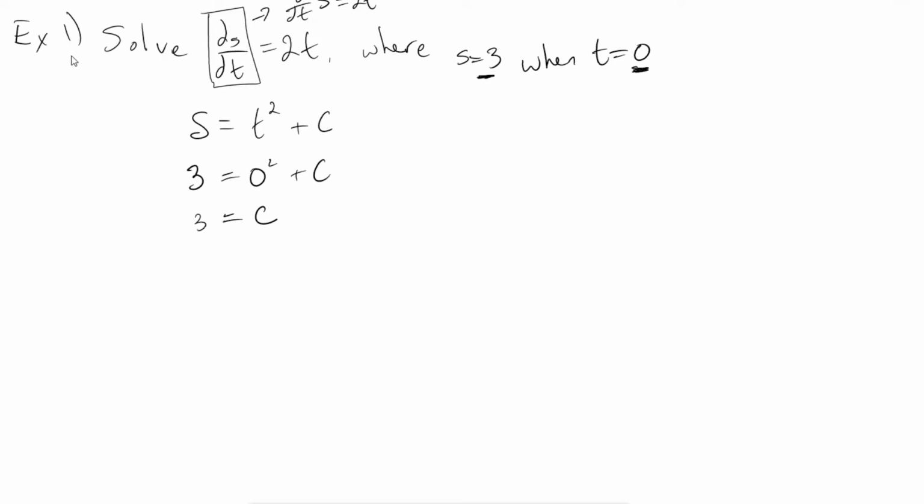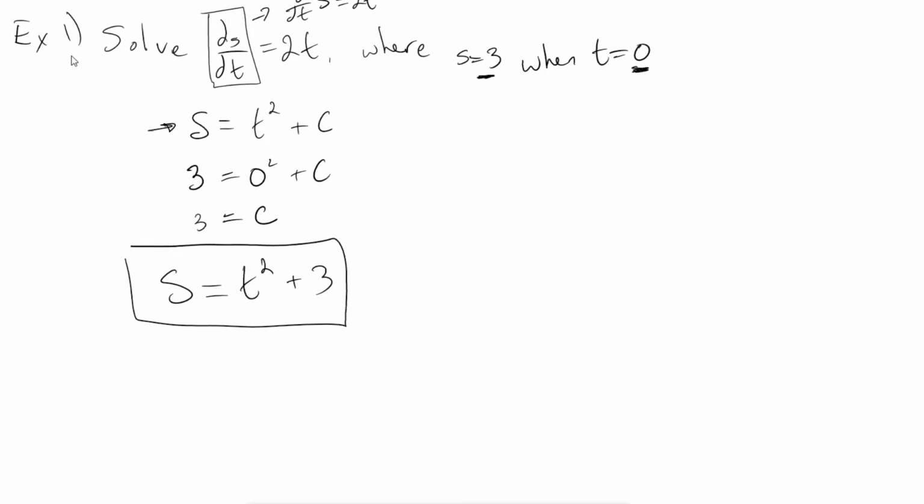So to solve the equation, to find the specific antiderivative that we're looking for, we'll now put that back into our equation right here. So the solution is s is equal to t squared plus 3. So we were able to take our c and find it, and then put it back into our original antiderivative equation. And that's what we're going to be doing for these next two as well.